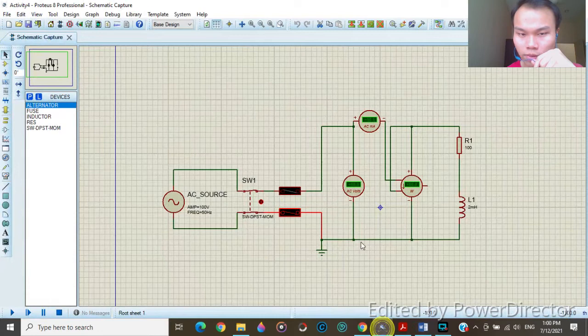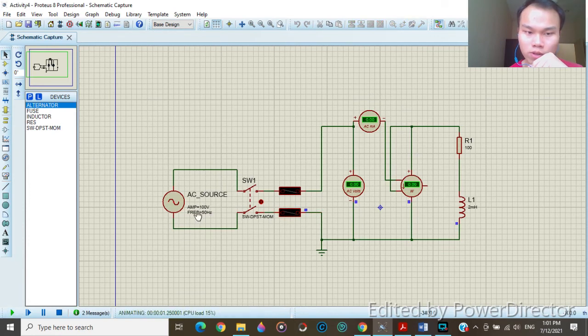So as you can see over here, 100. This is the voltmeter connection, and the AC ammeter reading with milliampere and AC volts. So this is a switch. Open it. So I'm going to run my circuit. I'm using 100 volts of AC and 50 hertz of frequency.